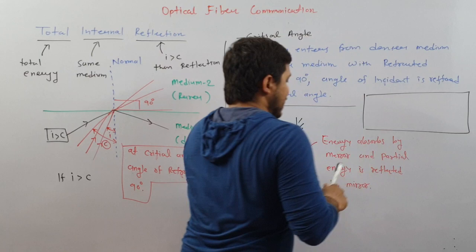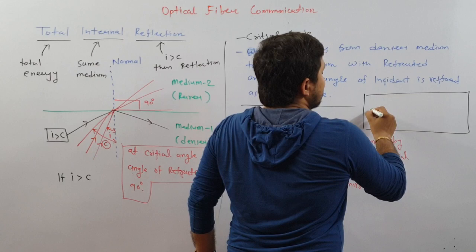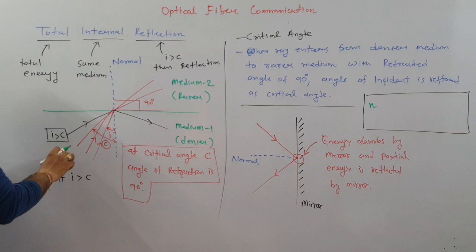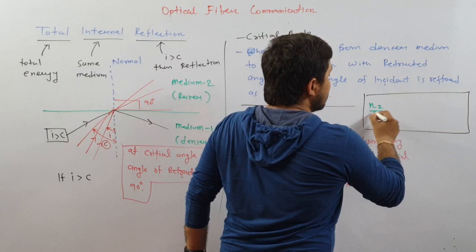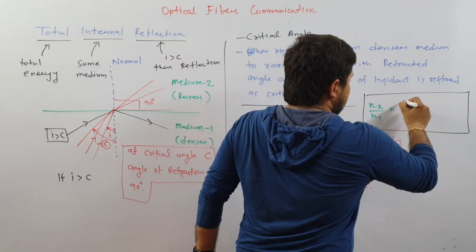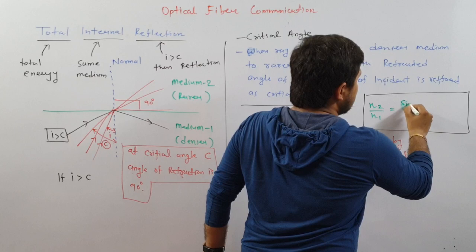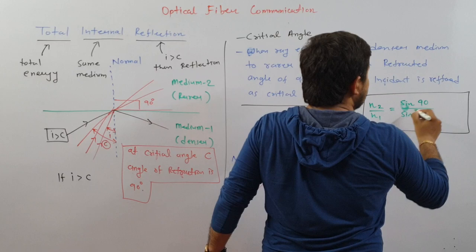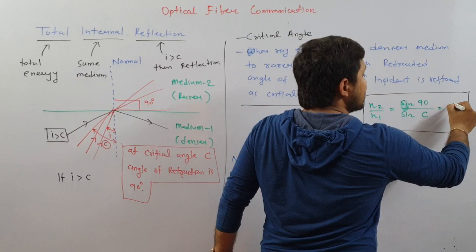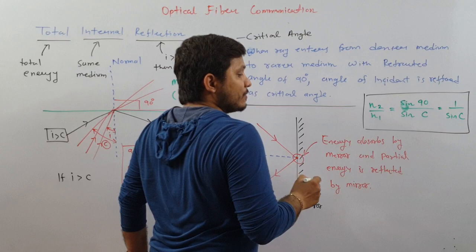As per Snell's law, we can say, see, here the signal enters from the denser medium, and that angle is critical. If I say that angle is the critical angle C, then n2 by n1 will be sine of the medium 2 angle, that is 90 degrees, divided by sine of this critical angle. So sine 90 is 1, so this will be 1 divided by sine C. So n2 by n1, that is the relative refractive index.